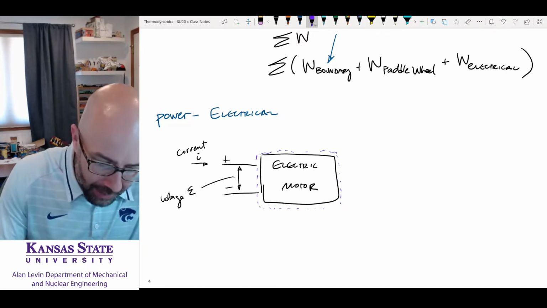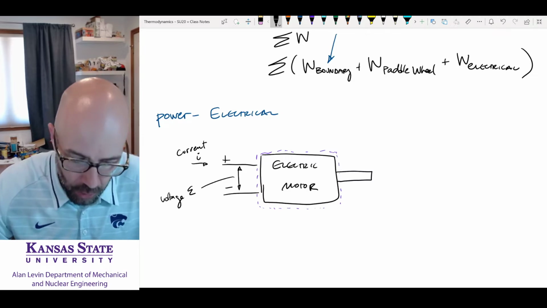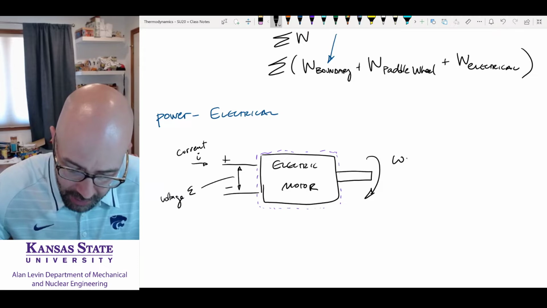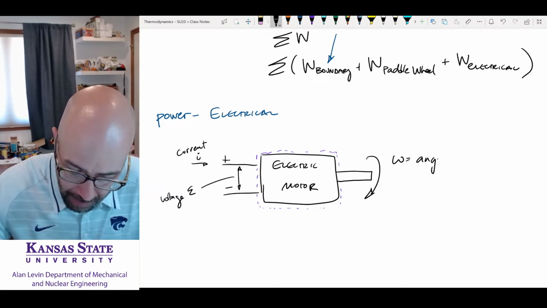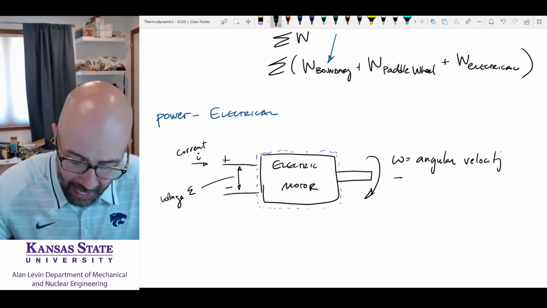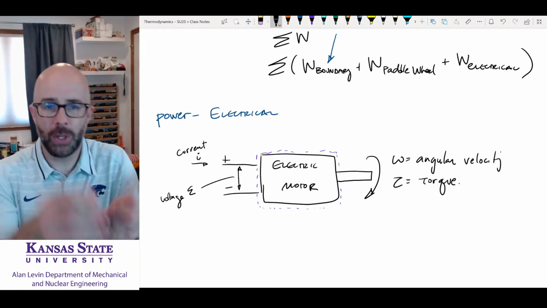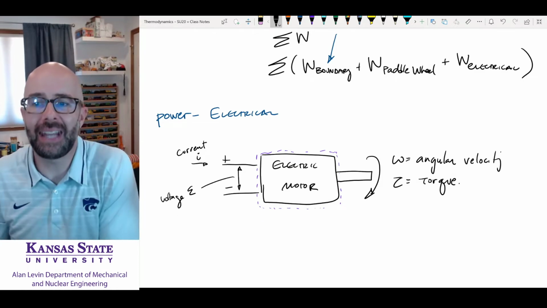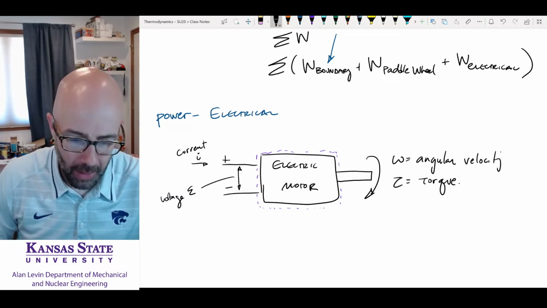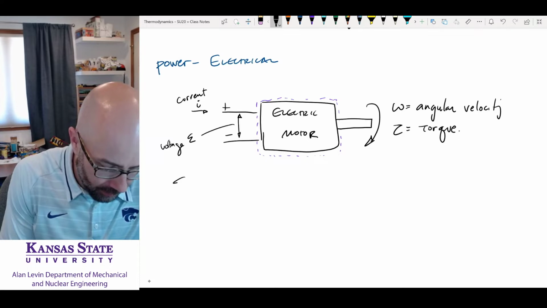Coming out the other end is going to be a shaft of some sort, and the shaft is going to rotate, and it's going to have some omega, which is going to be our angular velocity. And it's going to have T, tau, some torque. We're going to input some electrical power, and we're going to get out some shaft power. So let's talk about first the shaft power.